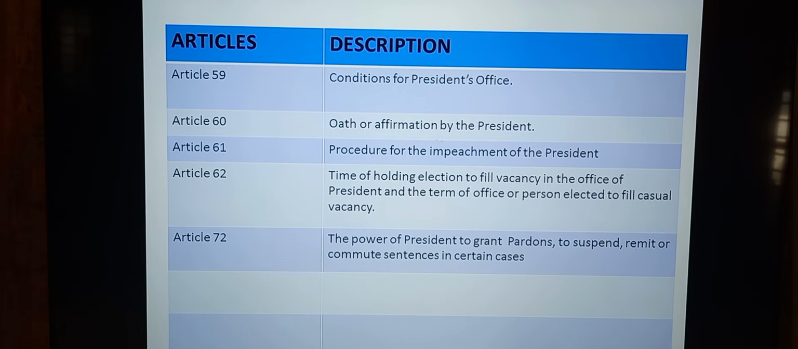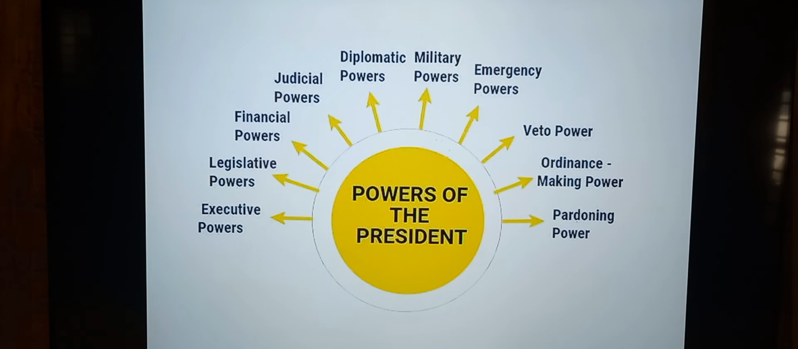Article 72 says the power of the President to grant pardons, to suspend, remit or commute sentences in certain cases. The powers of the President include the executive, legislative, financial, judicial, diplomatic, military, emergency, veto, ordinance making and pardoning power.